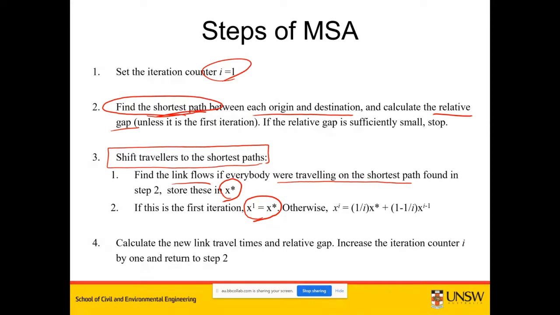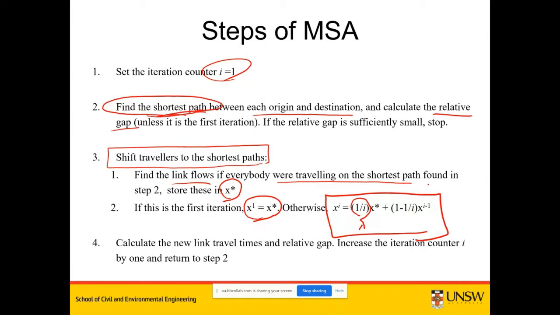But if we are in iteration 2 or 3, this is lambda, right? So lambda is 1 over i. If we are in iteration 2, 3, or 4, and so on, the new link volumes that we have to calculate are basically lambda multiplied by x star plus 1 minus lambda multiplied by x i minus 1. And that is the volumes from the previous iteration, right? With this simple formula, which is a function of this lambda value, we can calculate how much flow should be shifted from one path to another path.